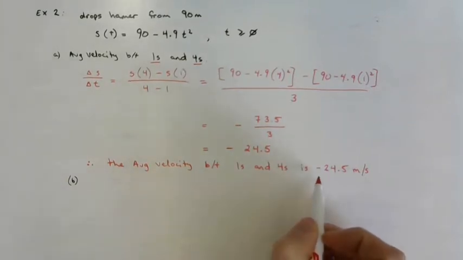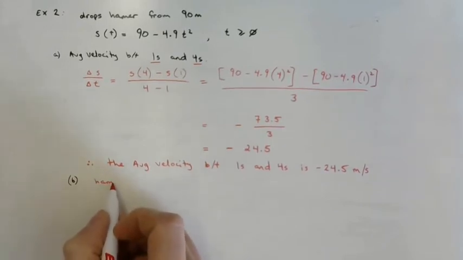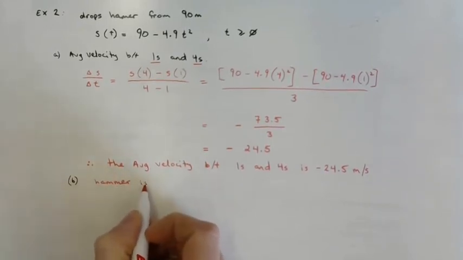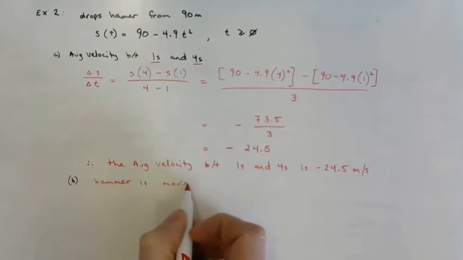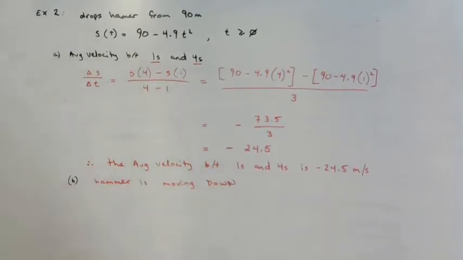What does the negative sign indicate in this problem? It's falling down. It's moving down. Yeah, the hammer is moving down. It'd be a bit more mysterious if it were moving up.